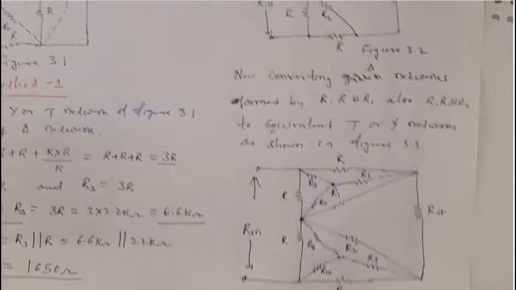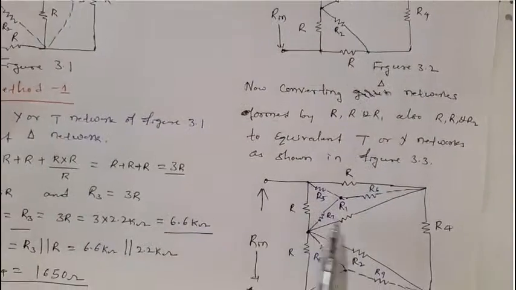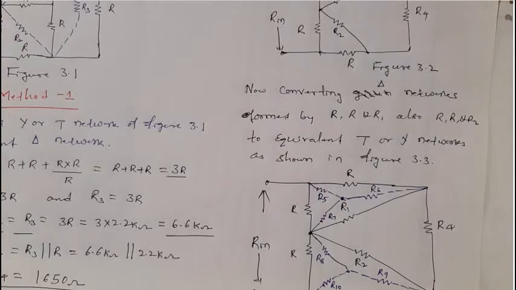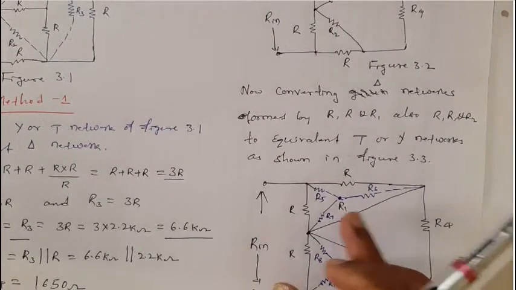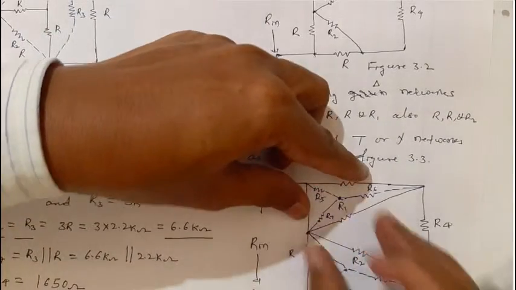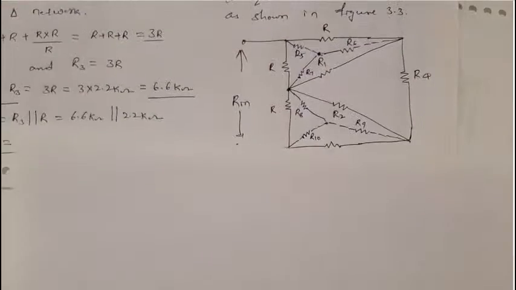So very simple, dear students. Here this delta network and this delta network I am converting to equivalent T networks, and before I redraw and remove these delta resistors, I am going to find the value of the T resistances.